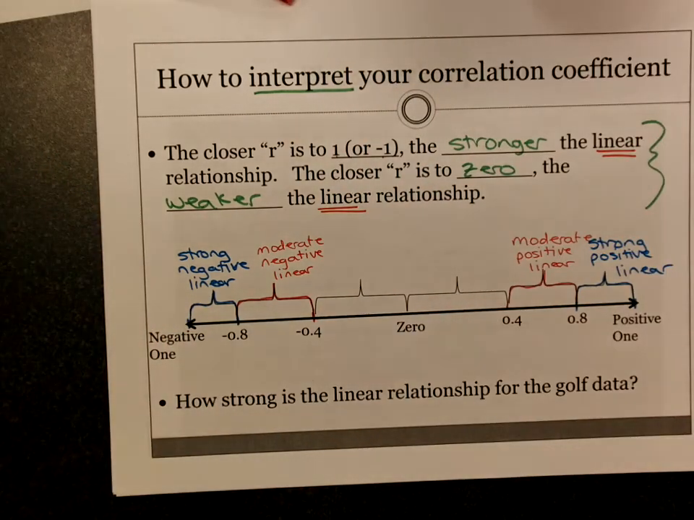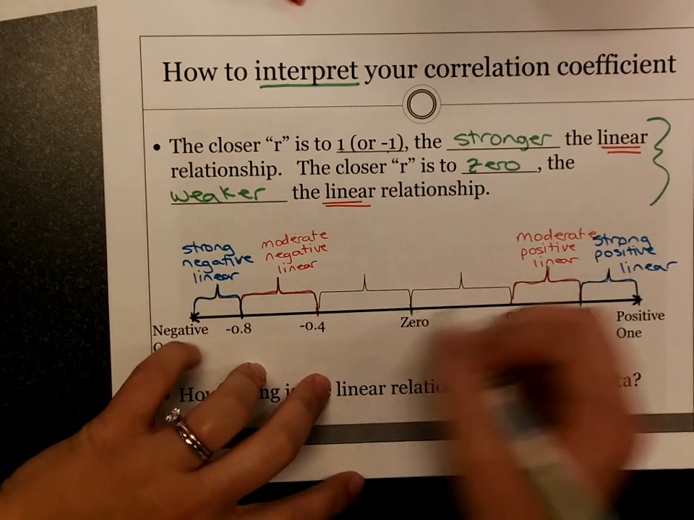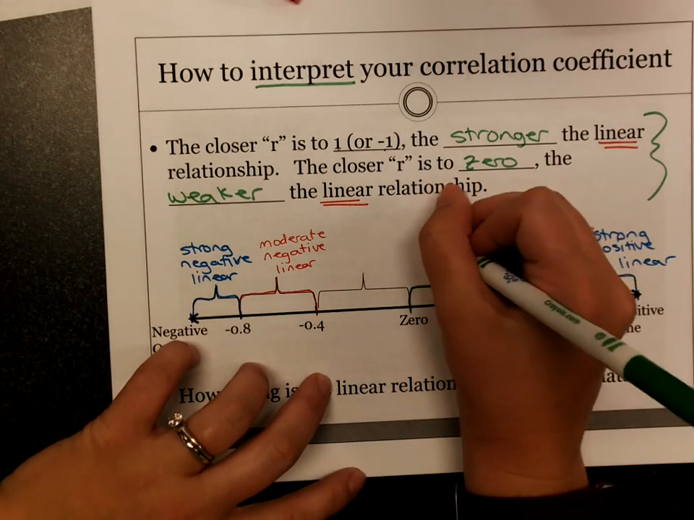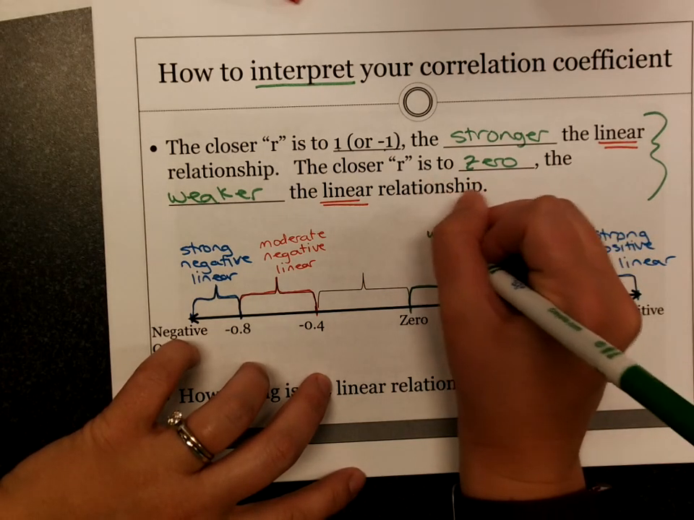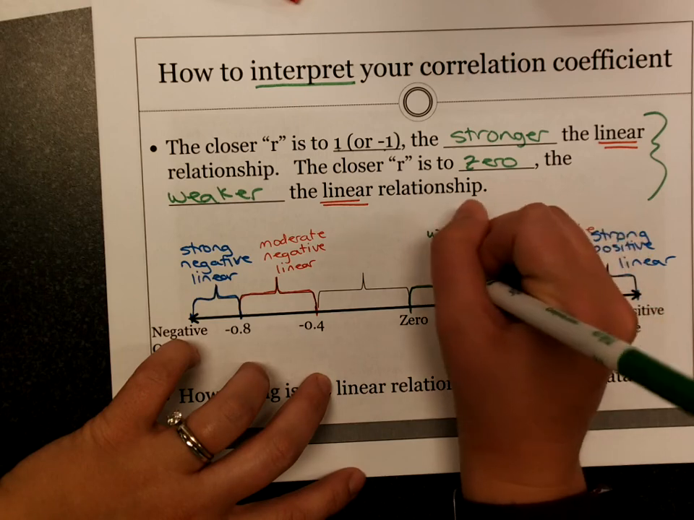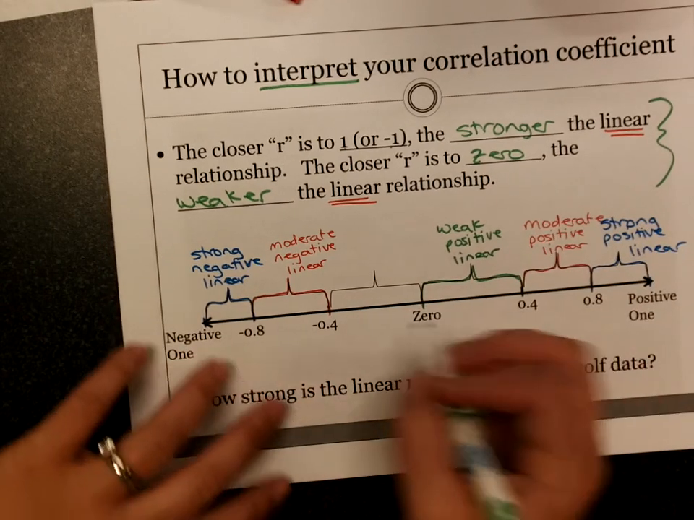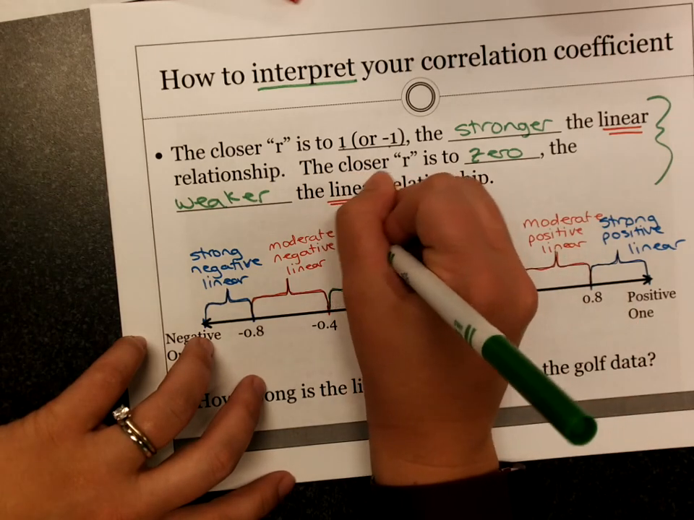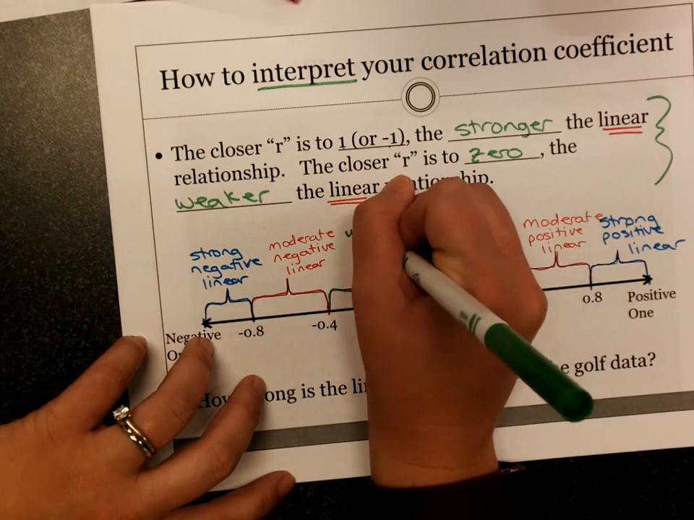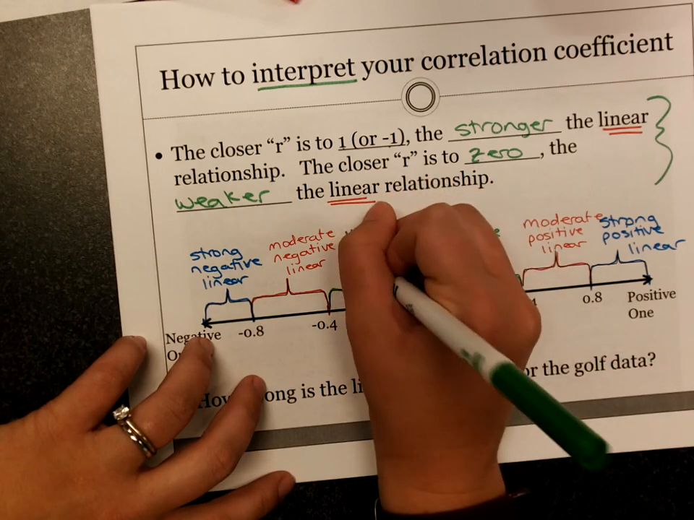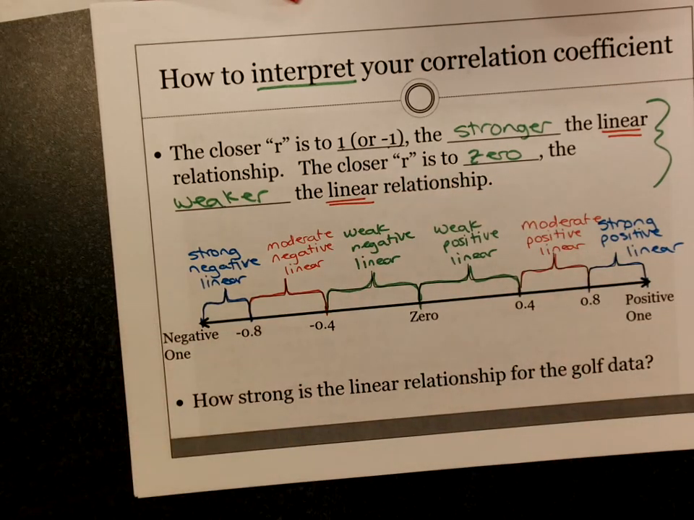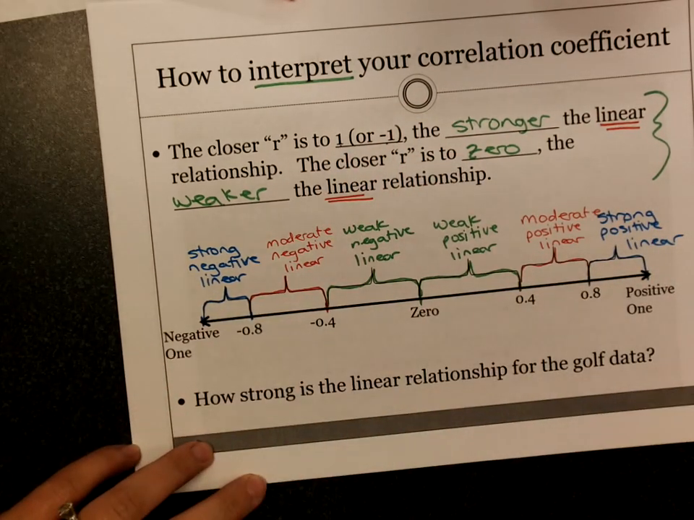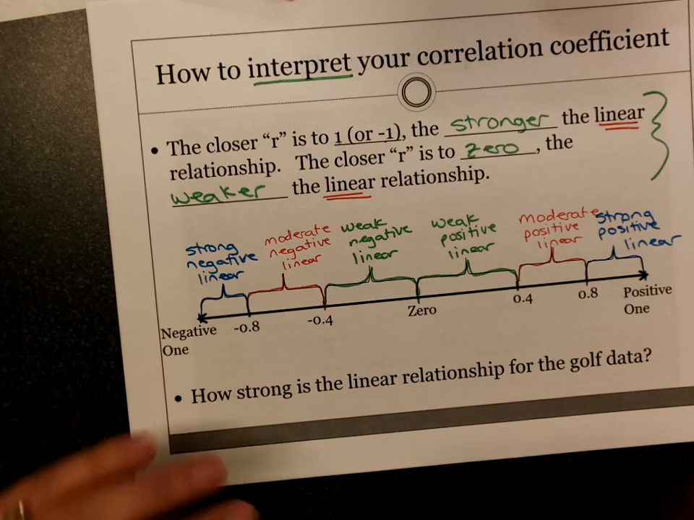And finally, anything between 0 and positive 0.4 is considered a weak, positive, linear relationship. And anything between 0 and negative 0.4 is considered a weak, negative, linear relationship. So again, emphasize linear every time. This value only judges how straight the scatter plot is. Not curved, not cubic, nothing, just straight.